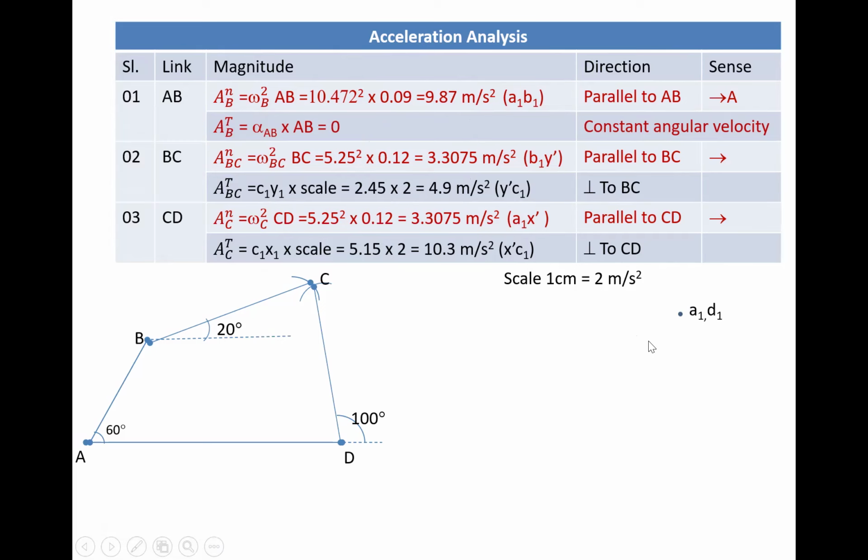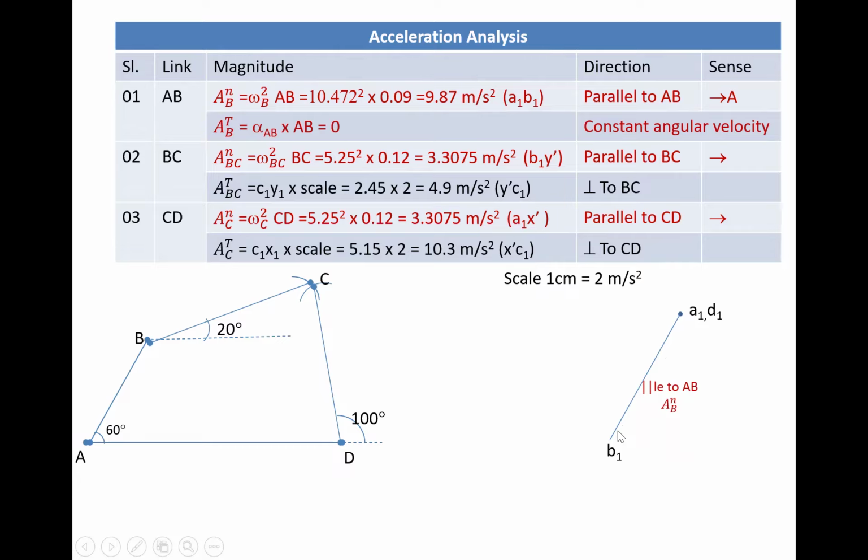So to represent acceleration components, again we'll use small letters, A1, D1. Okay. Now first, for the normal component, we'll draw a parallel line AB1, that is of 9.87 meter per second square. So 1 centimeter is equal to 2 meter per second square. So we'll draw a line of 4.9 centimeter. That will be a line parallel to AB.